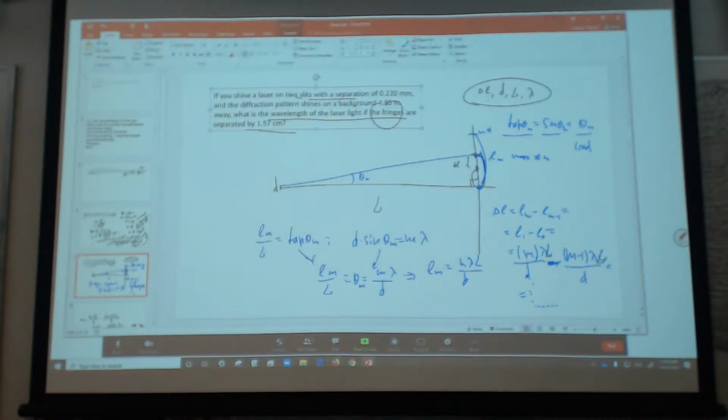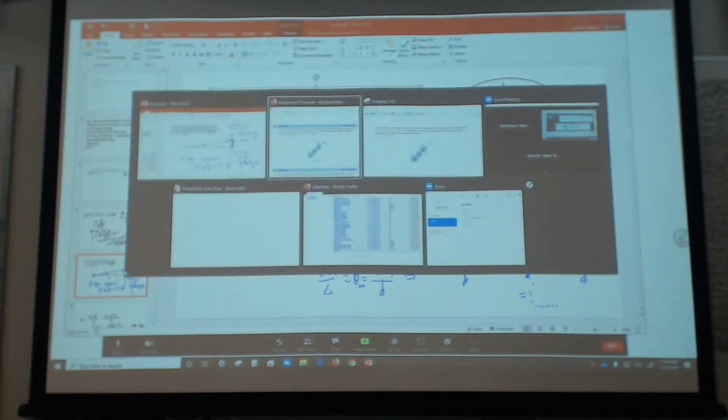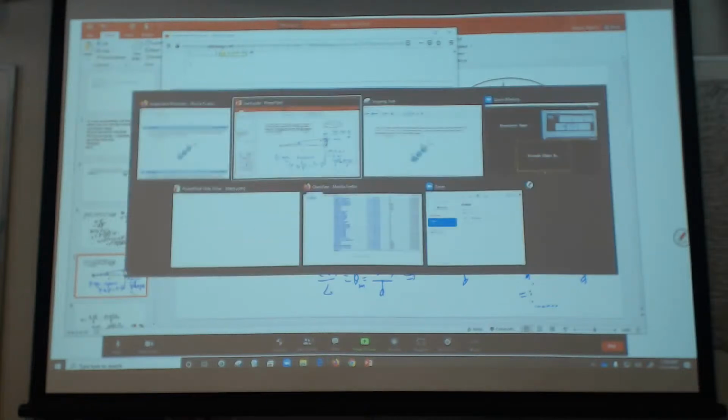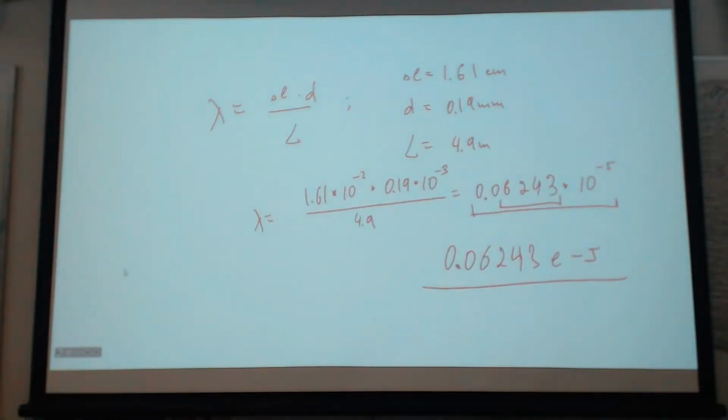And why did you use that angle? Because it's different. Here, this is what I want to do.